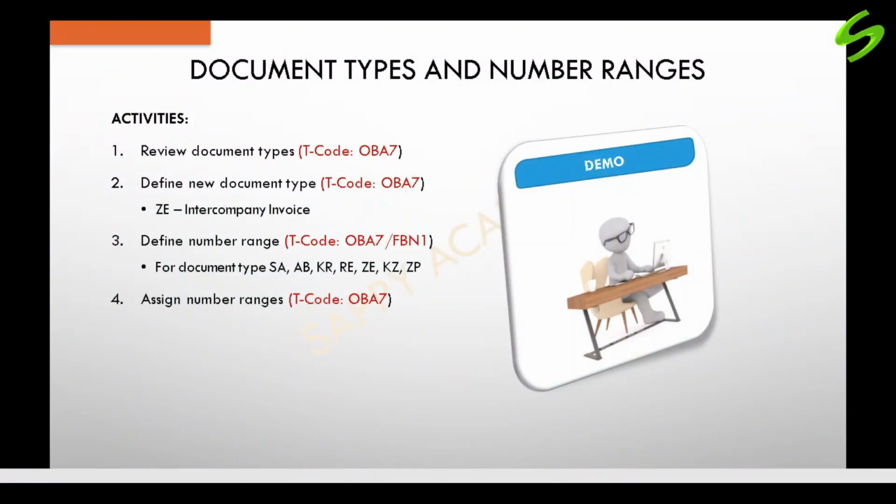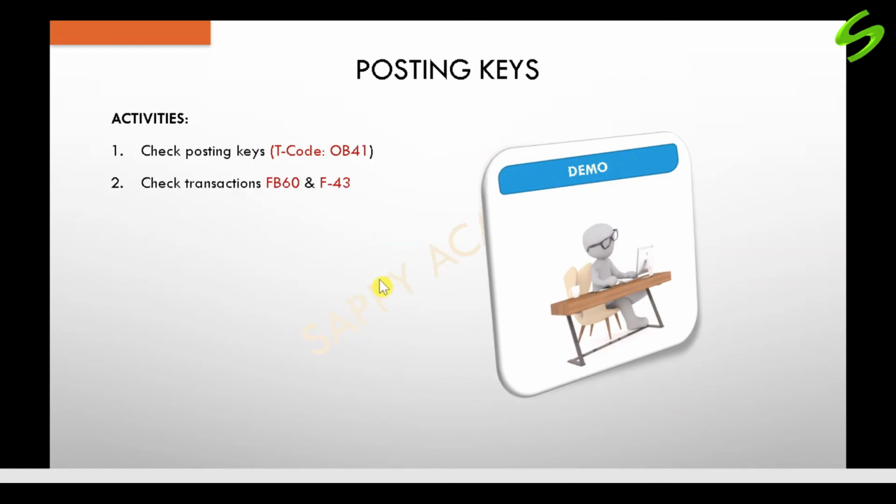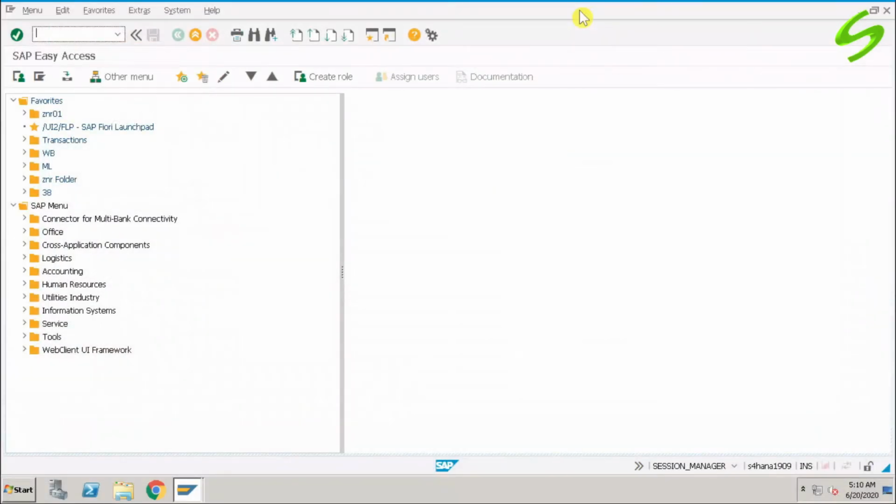Will take us to the same transaction. So assignment of number range is already done in OBS 7. The number ranges, we are using the default number ranges which are already assigned to the document type. So we are done with this session of document types and number ranges. Let's have a demo on this section. Let us check the posting keys in transaction OB41, and then we will see few transactions like AB60 and F-43, how the posting keys are used. Let's go to SAP. The transaction code for posting keys is OB41.